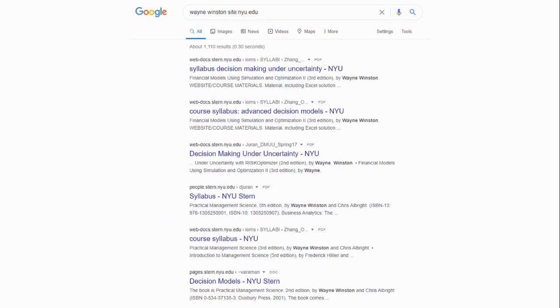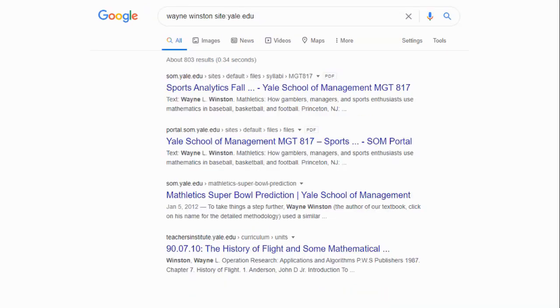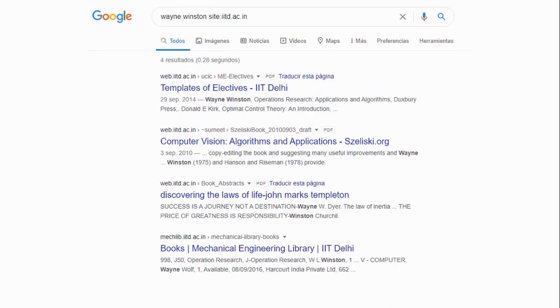NYU, also in New York, is using his material. You could go to Yale. And here's an interesting one, because this is IIT, which is in India, and it's the number one school in India. It's apparently the hardest university in the world to get into because everybody applies to it and it has a very, very low acceptance rate.